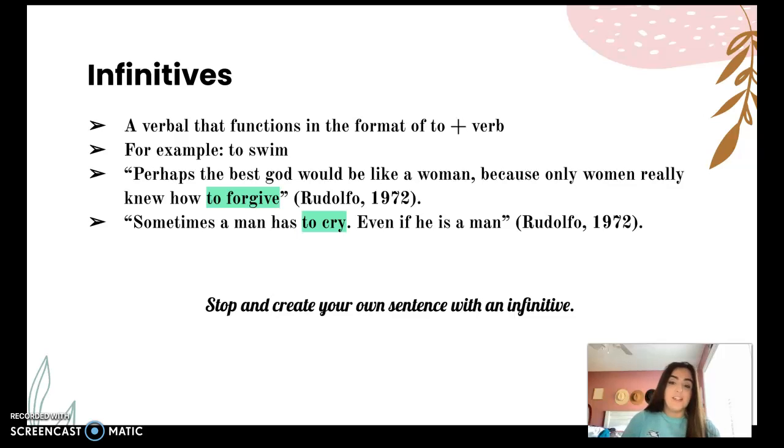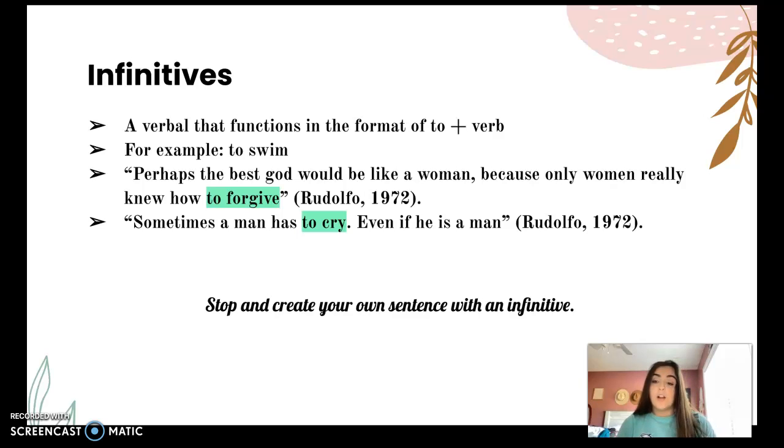And lastly, infinitives. I always hear students say this is the easiest one to remember, and it's the easiest because it has a formula that you can remember. An infinitive is a verbal that functions in the format of "to" plus a verb. For example, if you were to use "to swim" in your sentence, that would be labeled as an infinitive.